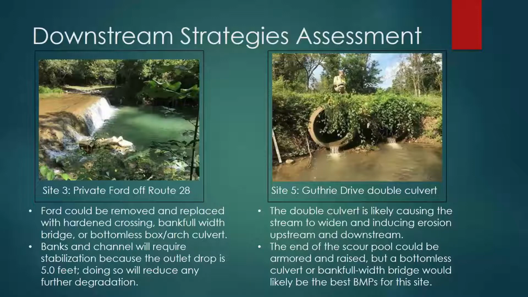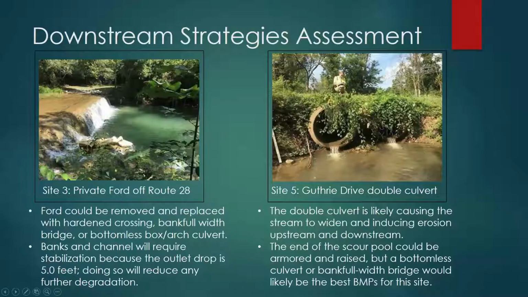And here's the double culvert on Guthrie Drive. The double culvert is likely causing the stream to widen and introducing erosion. Upstream and downstream, the end of the scour pool could be armored and raised, but a bottomless culvert or bank-full width bridge would likely be the best BMP. You'll find that throughout when we talk about aquatic connectivity and aquatic passage, that an open bottom bridge or a bottomless culvert is the ideal structure for aquatic passage.